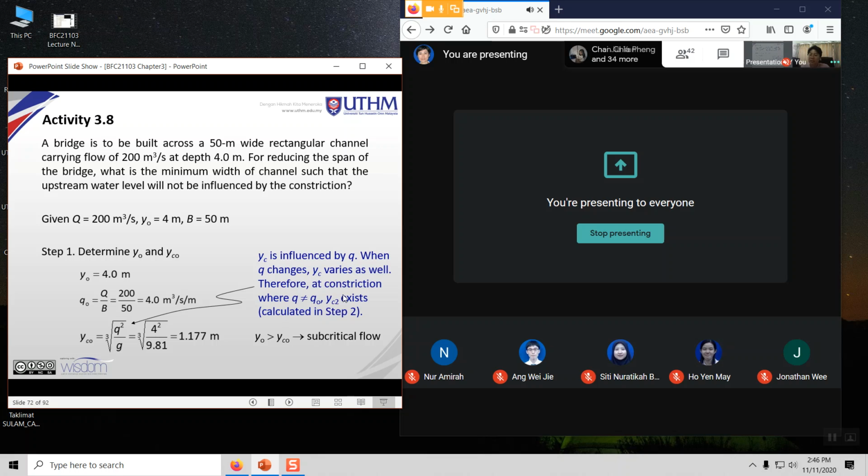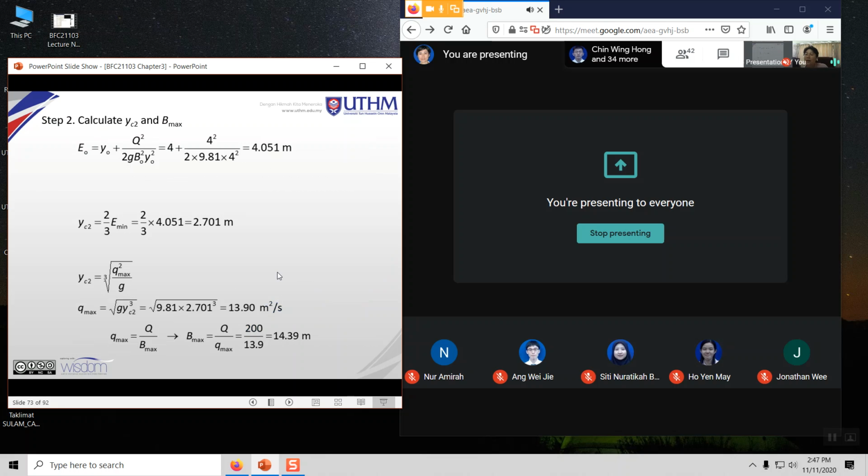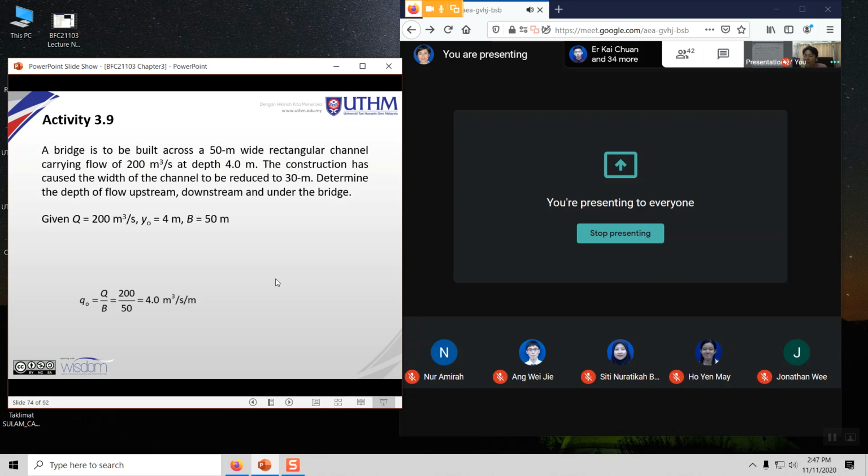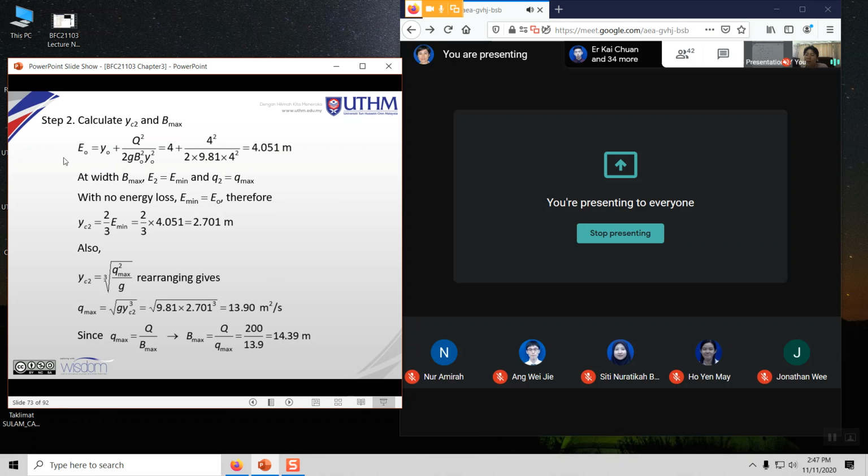I already explained this: YC changes based on Q. Now, the next step would be to calculate E naught, because I mentioned that your E min 2 at Bmax should equal E naught. So I have E naught equals 4.051, solving the specific energy equation.